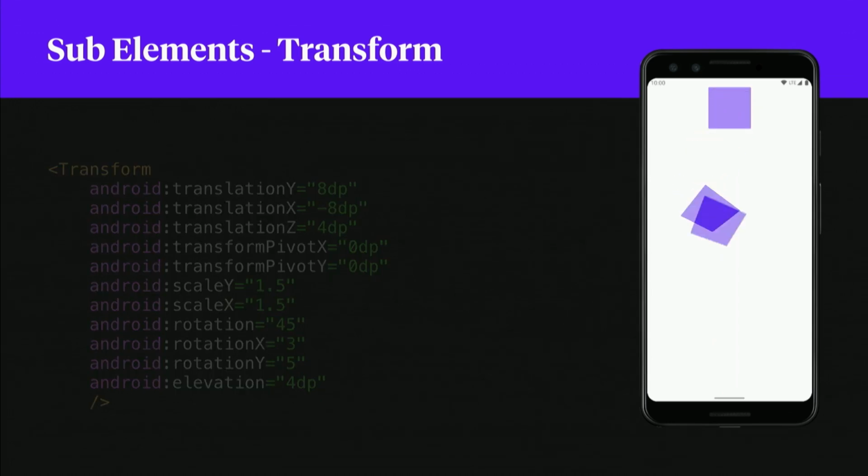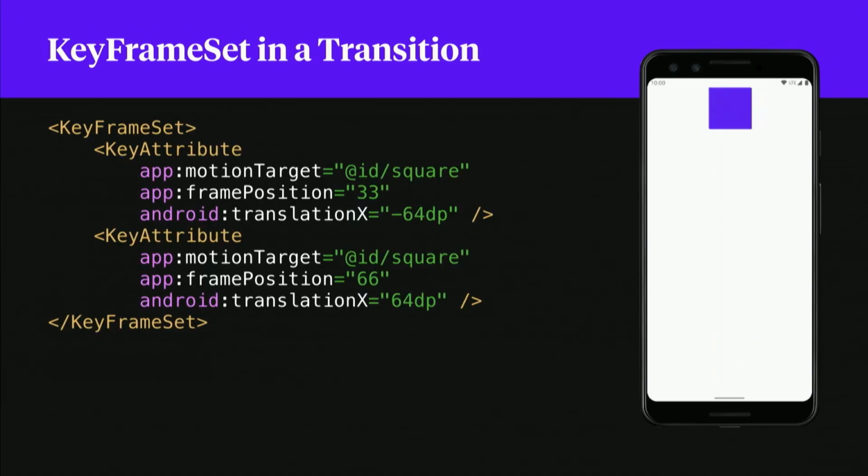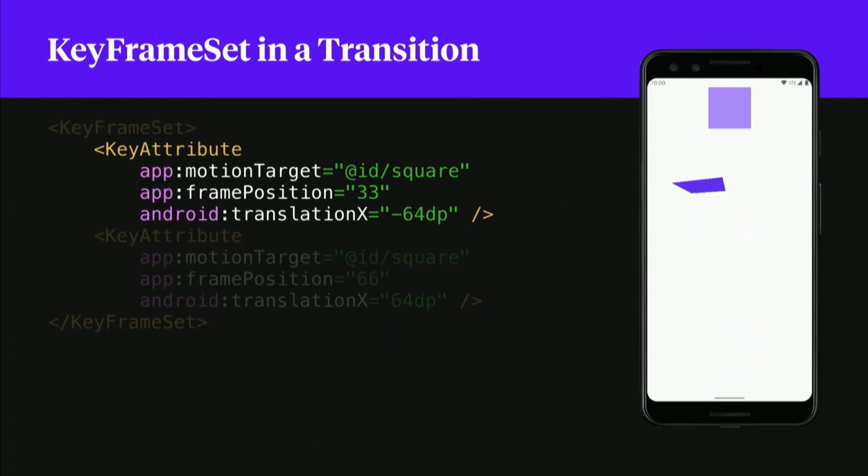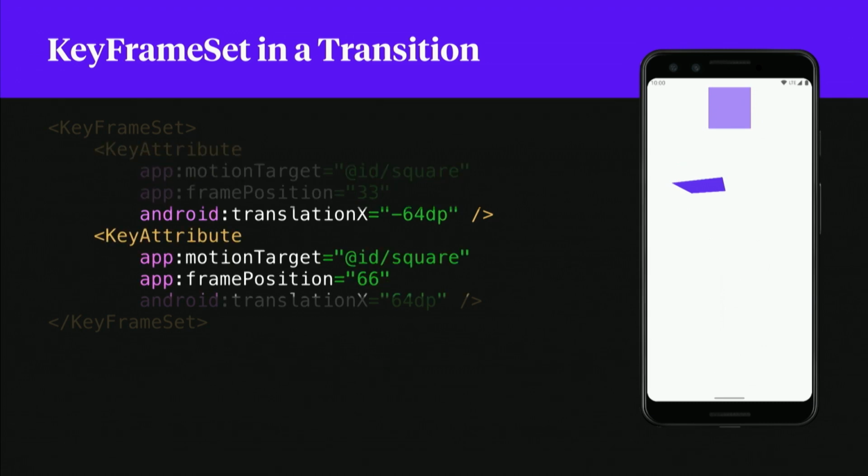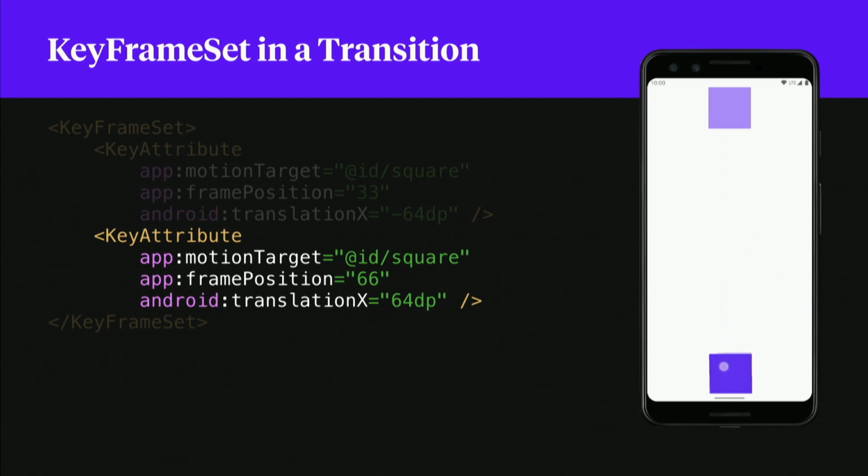Next up is scale, translation, rotation, pivot, and elevation. This is all covered under the transform sub-element and lets you do crazy things like that. I cheated a little bit just there because I didn't just use the things that I had on screen. I used this other thing called keyframe set, which is something you can put in your transitions. What I'm doing here is saying at frame position 33 out of 100, I want the square to translate 64 dp to the left. And later, I want it to translate to the right by 64 dp relative to its original path.